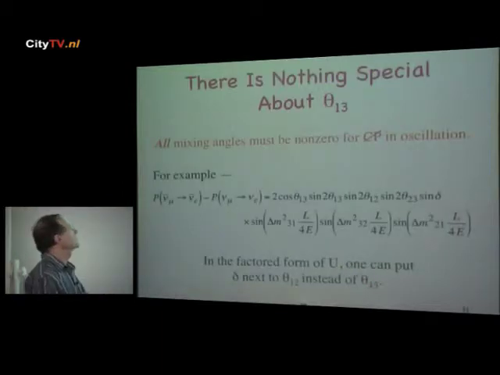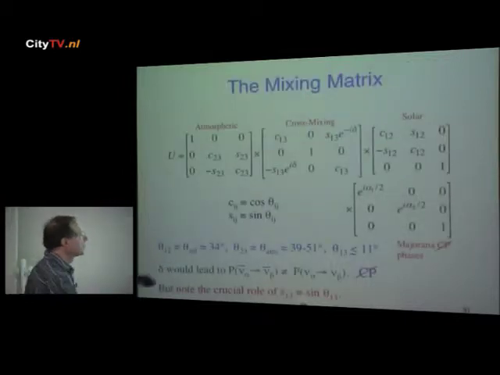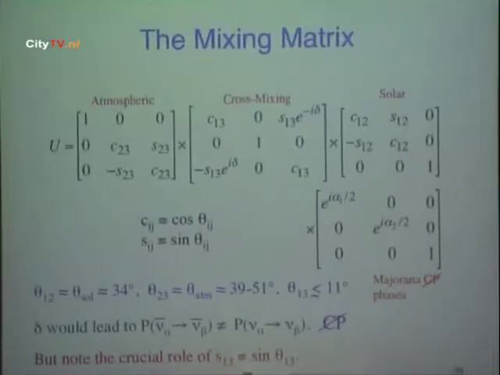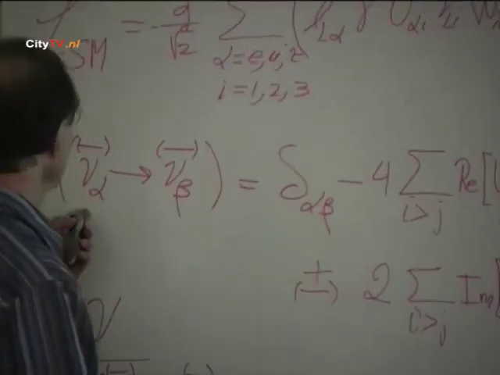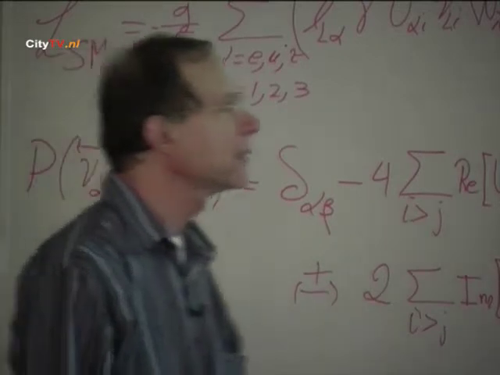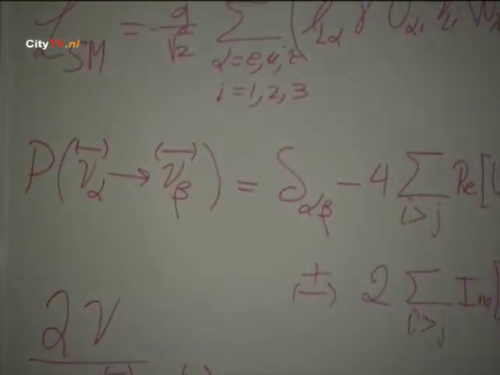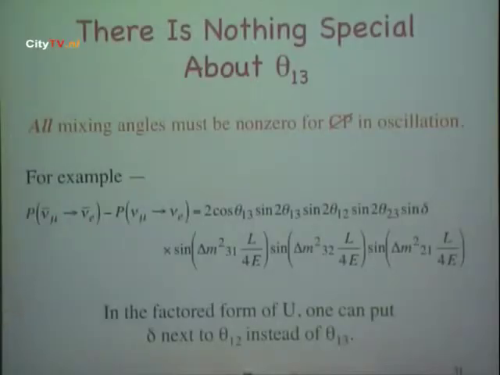There is actually nothing special about theta 1,3. If you multiply out all of these factors and then you plug that matrix into this master formula and you work out, for example, the difference between nu mu to nu e and nu mu bar to nu e bar, this is what you're going to find. Notice that this CP violating difference vanishes if any of the mixing angles is 0: theta 1,3 or theta 1,2 or theta 2,3. And of course it vanishes if the CP violating phase isn't there.